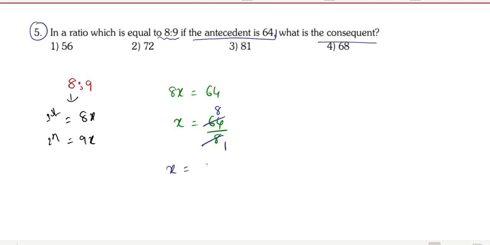So the x value we get is 8, and we are asked to find the consequent. So what is the consequent here? The second term, that is 9x. So 9 8s are 72. So the second option is the correct one. Okay, now we shall go to the next question.